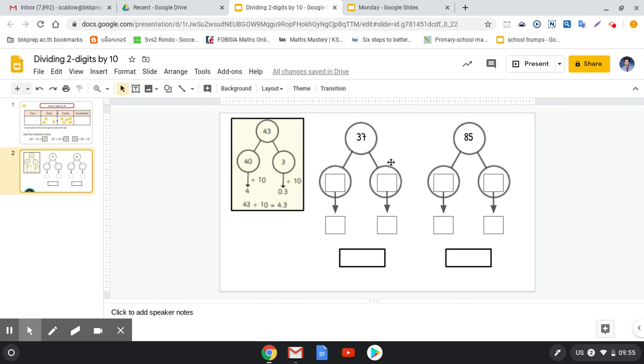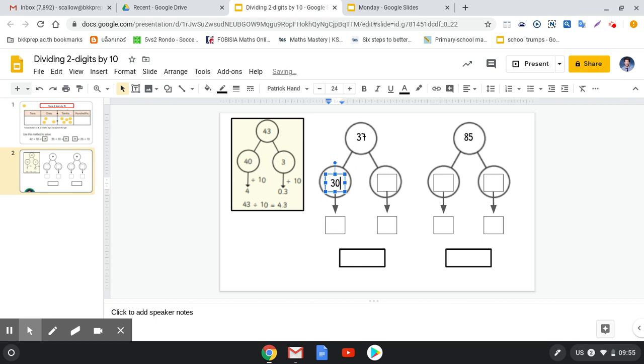by 10. So first I'm going to partition, because that's what we do in part-whole models. So I partition into a 30 and a 7, because those are the two parts that make 37. Okay, so I'm first going to divide the 10s by 10. So 30 divided by 10. Now imagine I move 30 one place value to the right, then it would become 3.